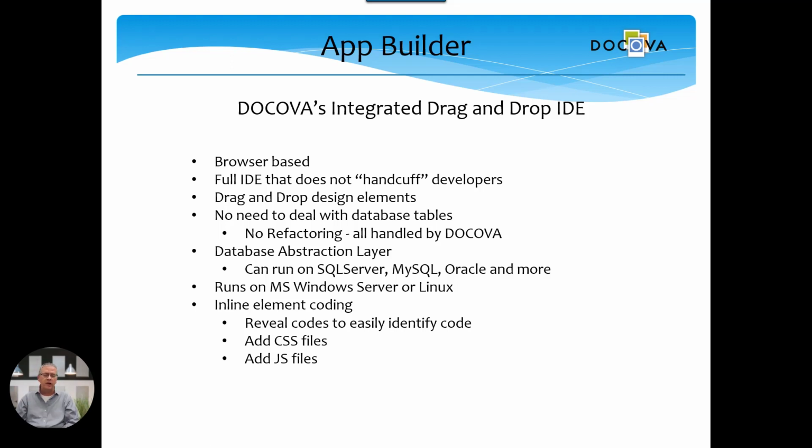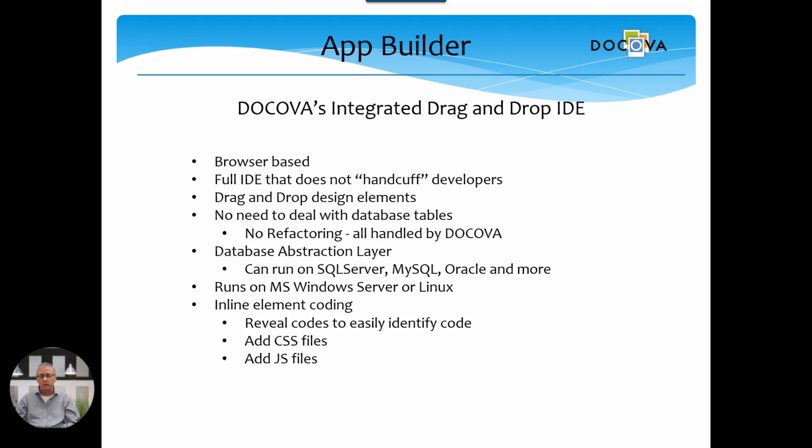So all the table structure and stuff for your applications is built in the back end; there's no need for you to interact with that at all. You don't have to pre-build anything. Users just start creating their applications. We handle all that stuff in the background. DOCOVA has an abstraction layer which allows us to run on many different types of database environments.